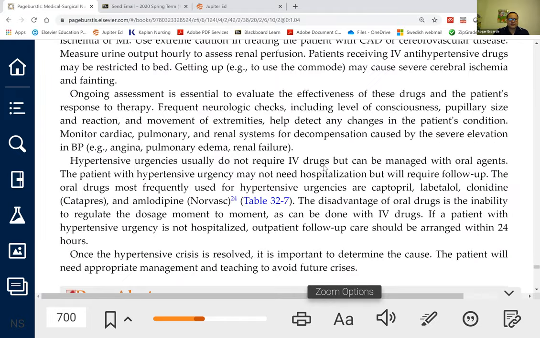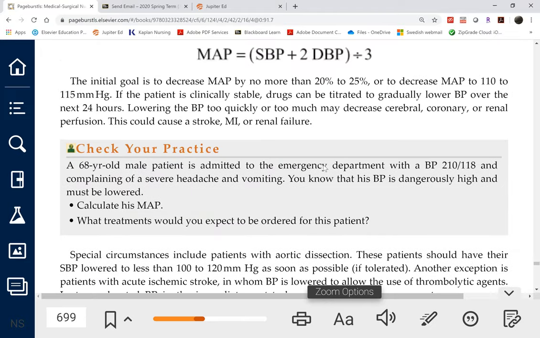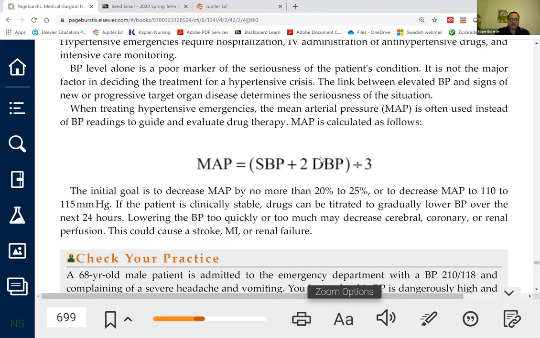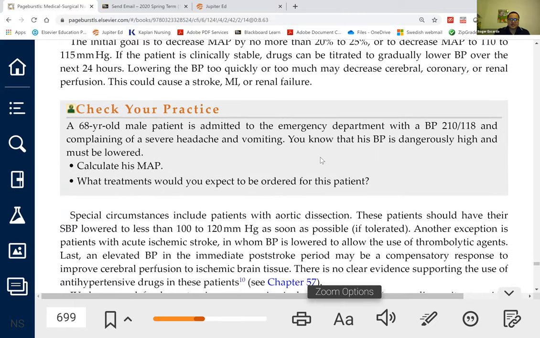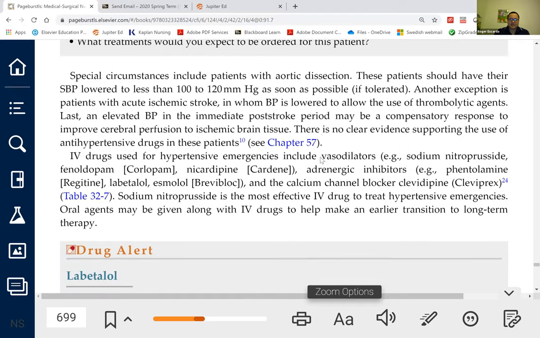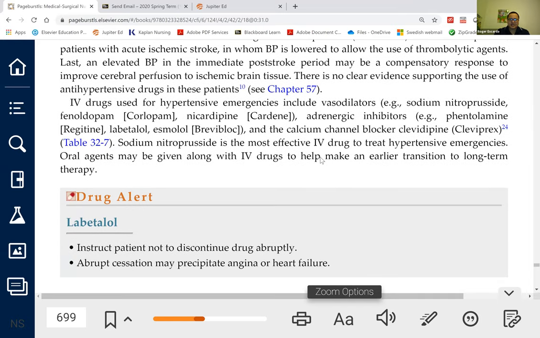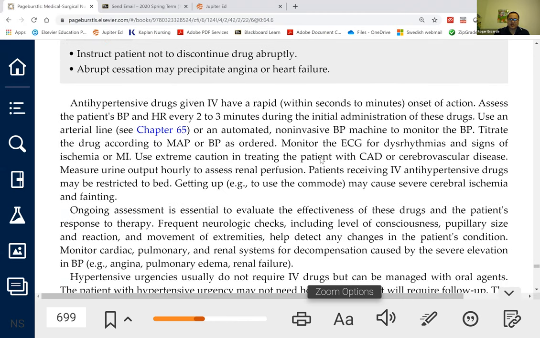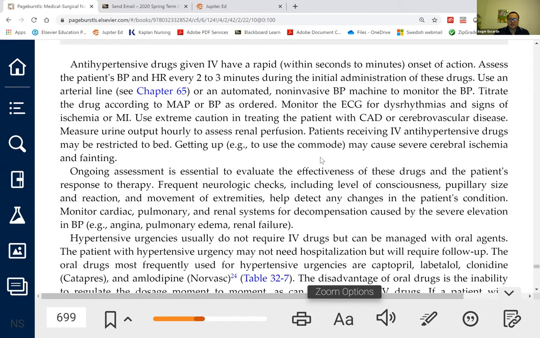Okay, let me go back to interventions here. Because they only mention drugs here. I'm looking for the non-pharmacologic. Because chances are you're not walking around with sodium nitroprusside or labetalol in your pocket. So you need to use nursing interventions first, because it'll be a couple minutes to get the drug.